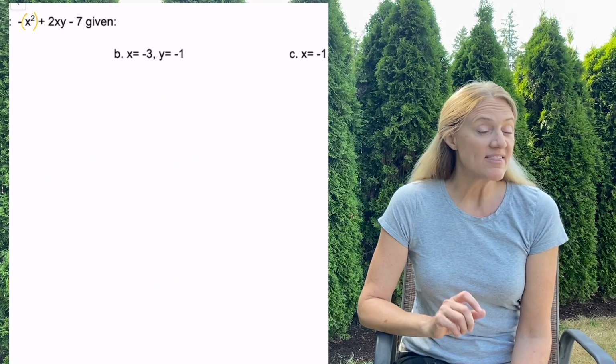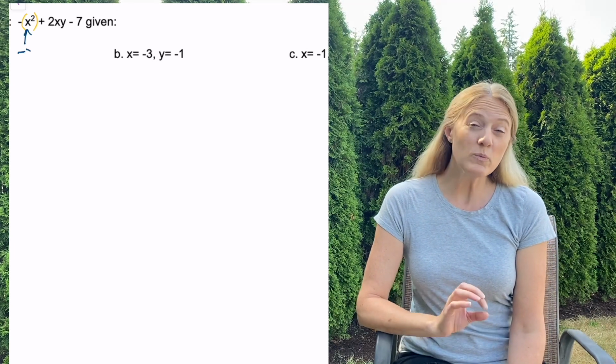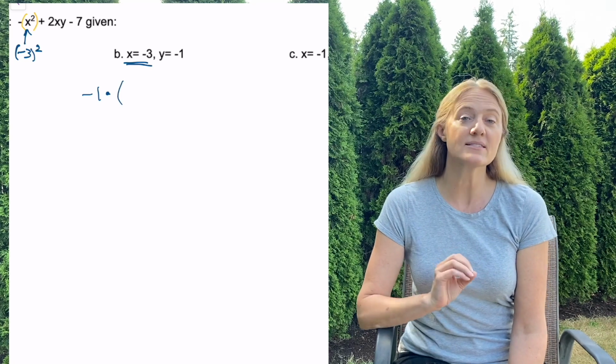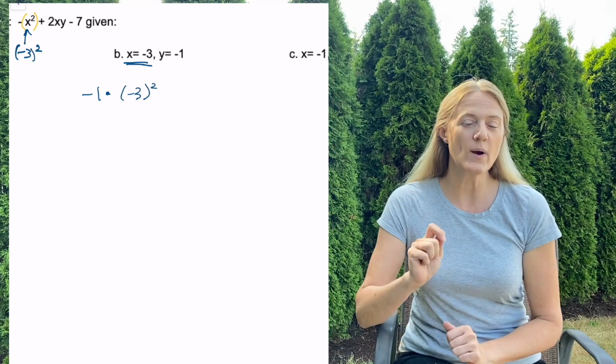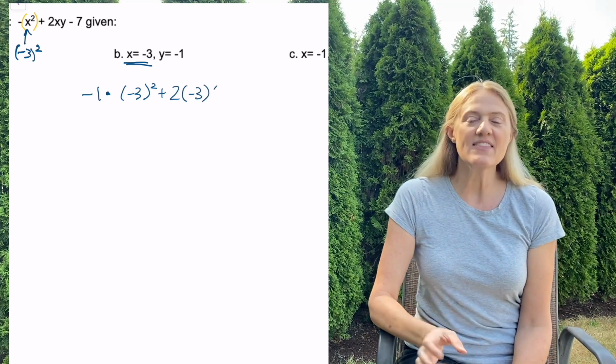Same expression, but this time x is negative 3, y is negative 1. So we'll substitute those values. When we do that, remember that negative x squared can be really tricky. So let's write negative 1 times negative 3 squared plus 2 times negative 3 times negative 1 minus 7. And then we'll go back and do the work.